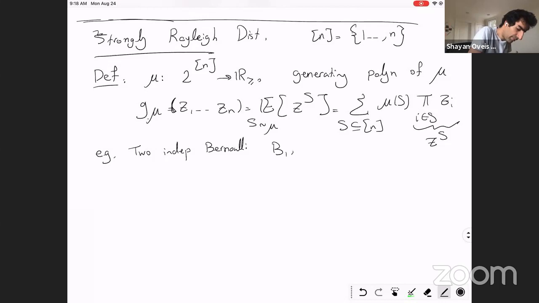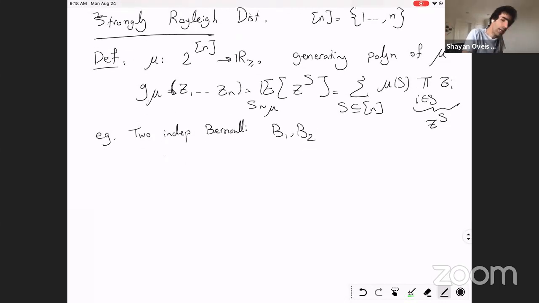Let's say B1 and B2. Let's say B1 has a success probability P1, and B2 has a success probability P2. Then the generating polynomial of B1, B2 looks like this. With probability P1 times P2, you get both. So you get P1 P2 times Z1 Z2.